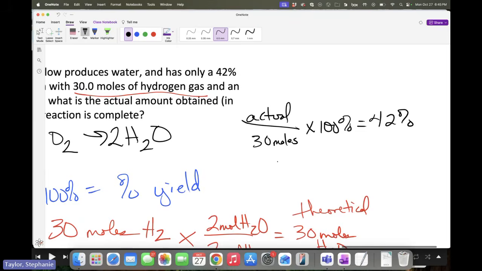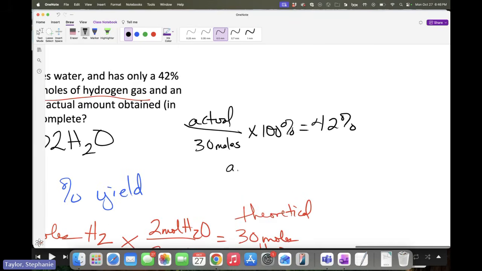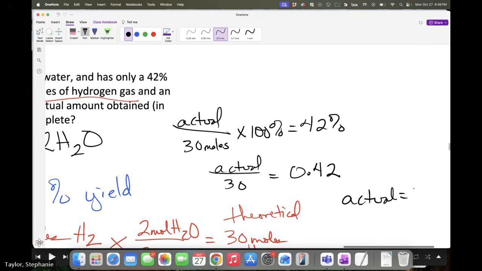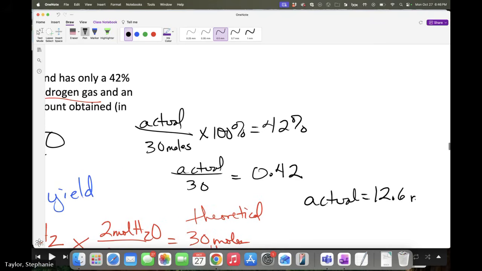So now I can go ahead and start solving. My actual divided by 30 is equal to 0.42, so I divided both sides by 100%. And then all I'm going to do is take 30 and multiply by 0.42. So my actual then is 12.6. As long as we give you enough information, you can solve for actual, but we basically have to call that one out pretty directly.